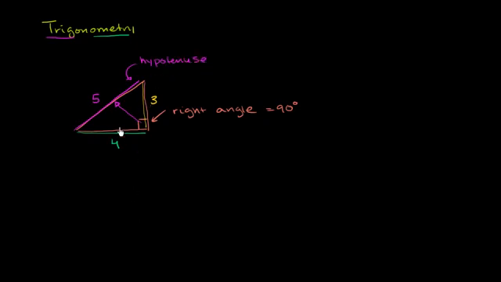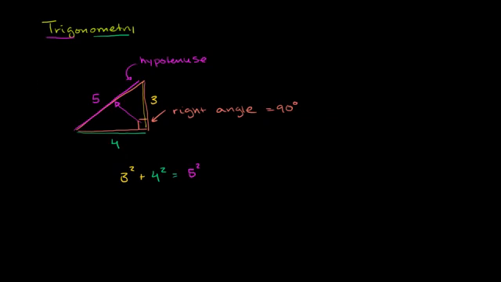And you can verify that the sides of this right triangle work out. We know from the Pythagorean theorem that 3 squared plus 4 squared has got to be equal to the length of the longest side, the length of the hypotenuse squared, which is 5 squared. So you can verify that this works out. This satisfies the Pythagorean theorem. Now, with that out of the way, let's learn a little bit of trigonometry.